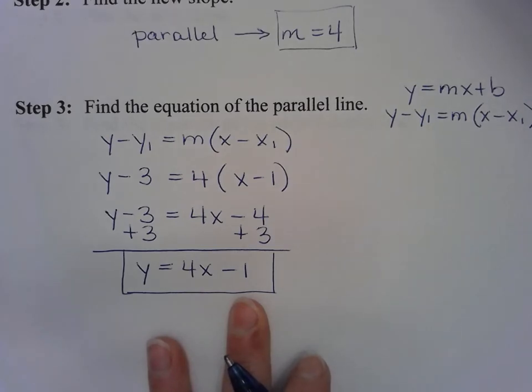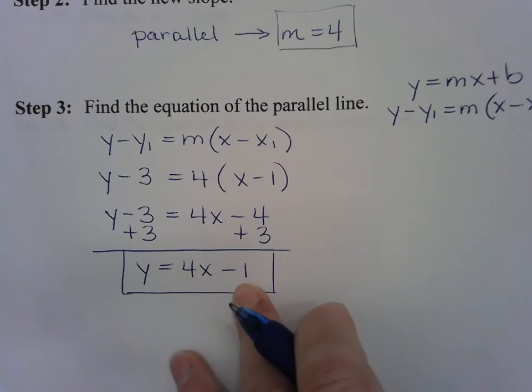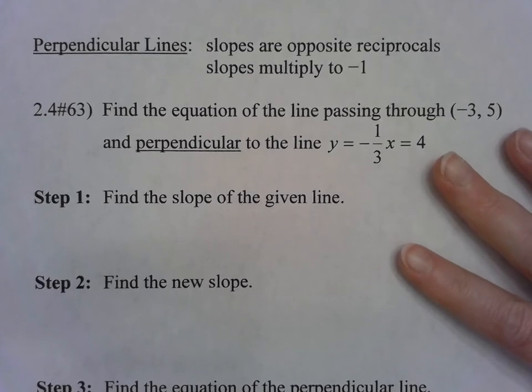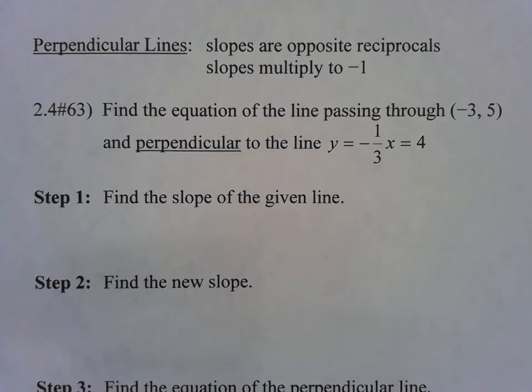All right, so let's do that same thing, but with a perpendicular line. Perpendicular lines have slopes that are opposite reciprocals. So opposite in sign, and a reciprocal is like a flipped over fraction. Or you could think about it as their slopes multiplying to negative 1. It's two viewpoints.